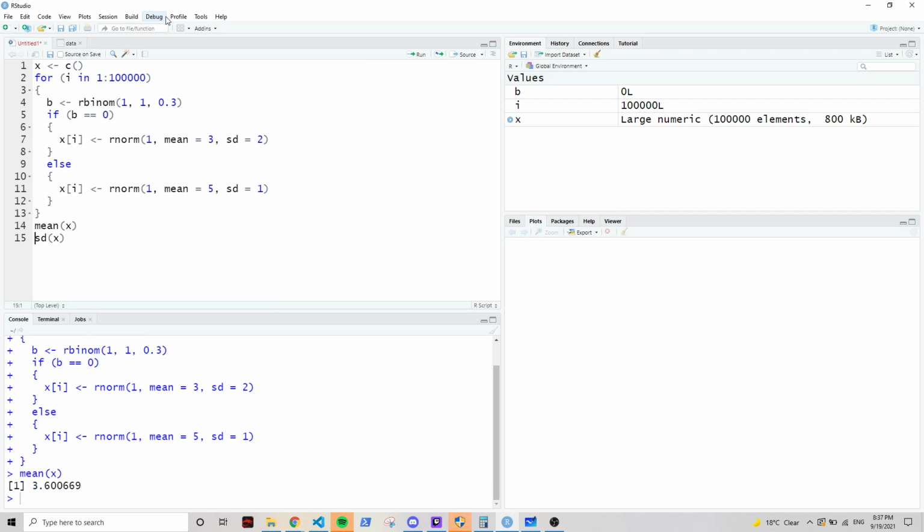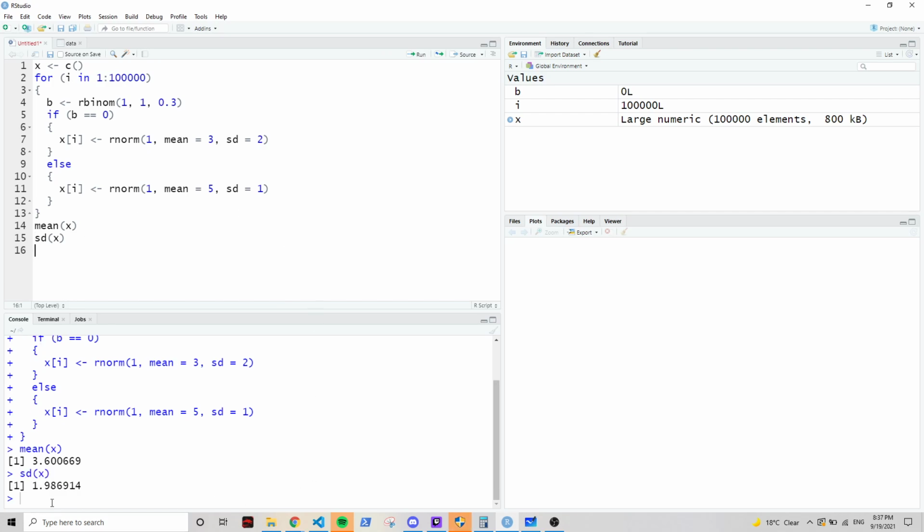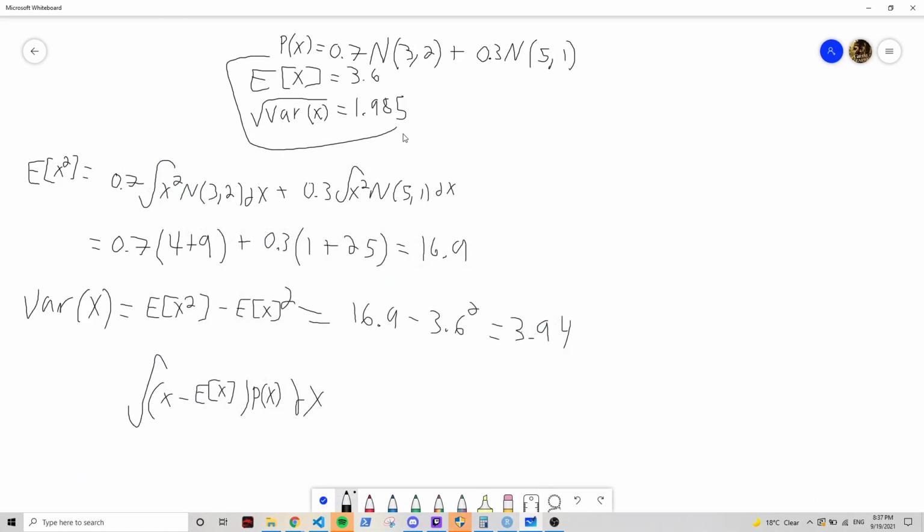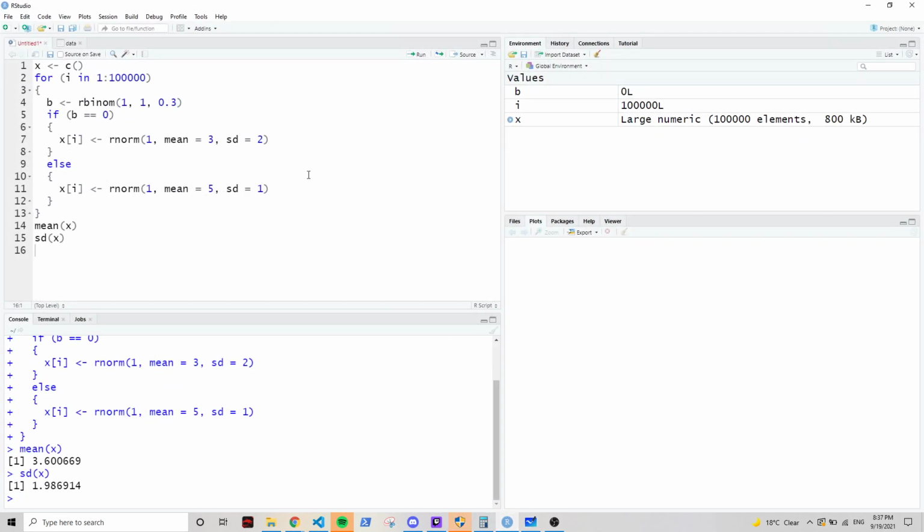And now the mean, we got 3.600669, which is in line with what we're expecting. And then the standard deviation is 1.986914. So, looks like the simulation lines up with the statistics that we computed by hand. That's good news. And that's pretty much how you can mix discrete and continuous random variables together.